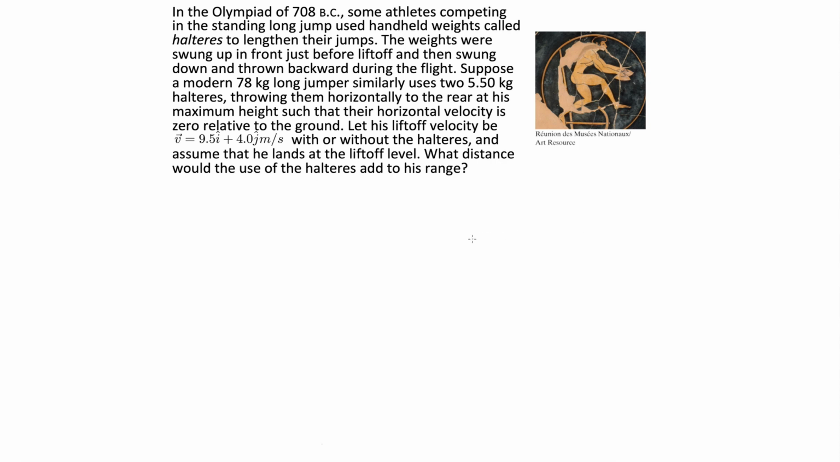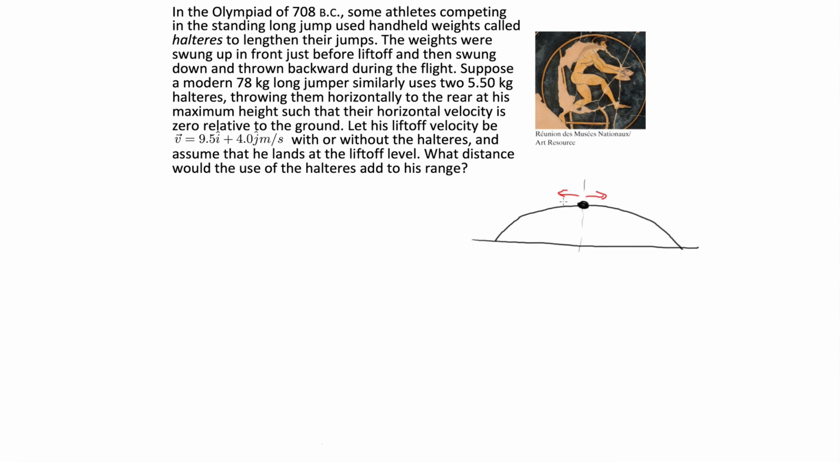Okay, so let's sketch a little diagram of what's going on. So without the halters, the long jumper lifts off and his center of mass will follow the normal path. Now, with the halters at maximum height, which is midway through the flight, he's throwing the halters backwards this way, which is going to give him some additional momentum this way.